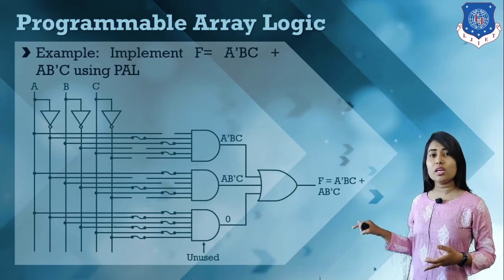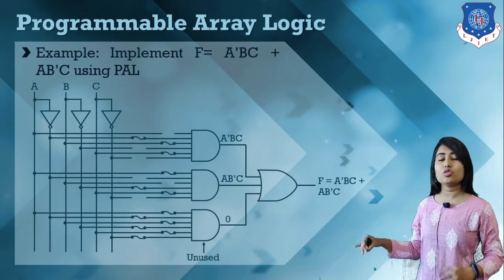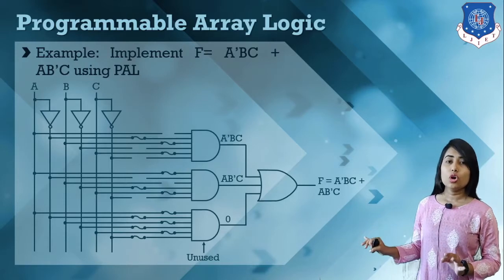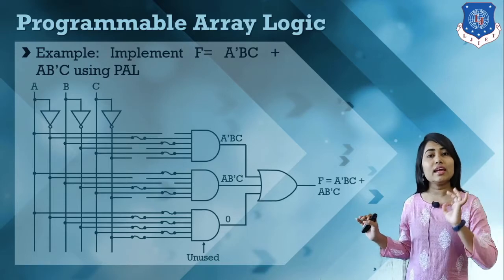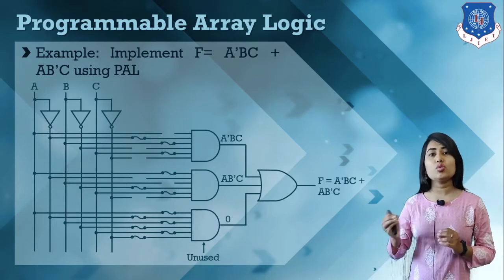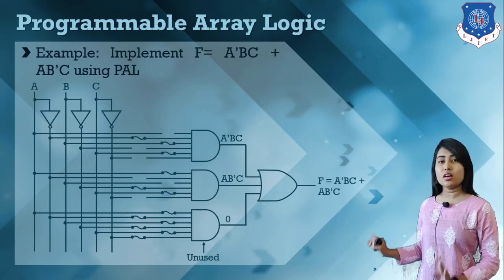So how do we make it unused? We connect all the input variables: A into A', B into B', C into C'. Whenever we connect both A and A' to the AND gate, the AND gate gives A into A', so basically the output is 0. So this last AND gate is unused.